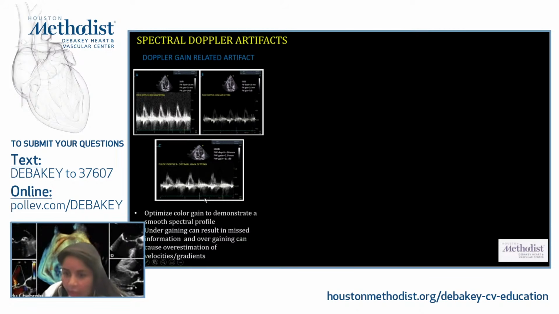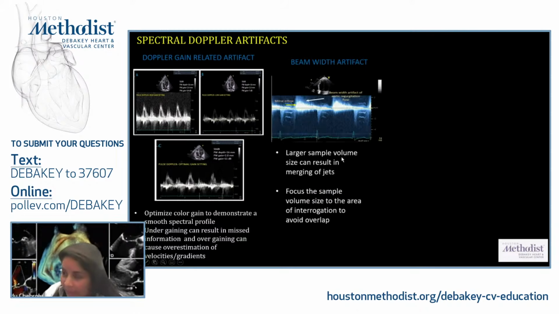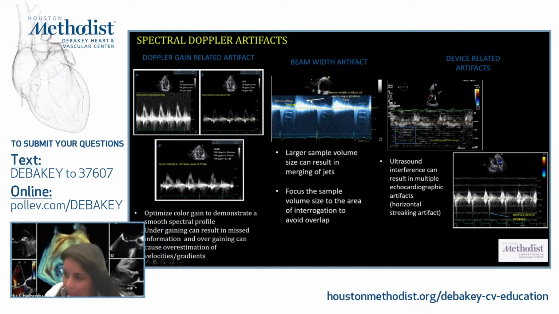As you see, an optimal Doppler gain should demonstrate a smooth spectral profile. With beam width artifact, you have a large sample volume so that you're capturing multiple jets. That's another problem because look at this one here. In the mitral inflow, the aortic regurgitation signal is interfering, and you want to avoid that in clinical situations. This one here is a device-related artifact. I'm sure you've encountered this very often when you're doing LVAD devices and impeller-related devices.